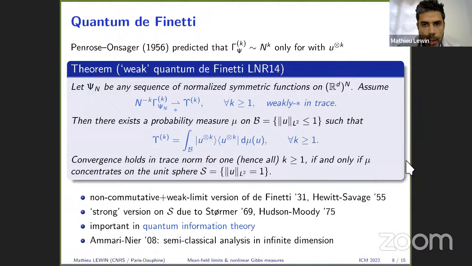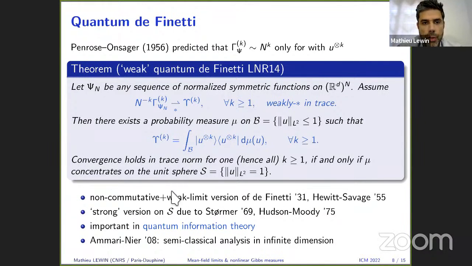Okay, so you should think that this is a non-commutative version of de Finetti and Hewitt-Savage, which has already been used several times in the study of mean-field limits. But it's a weak version of that theorem. Even in the classical case, I have not seen explicitly written the case of weak convergence, which we did here in the quantum case. It works the same in the classical case.